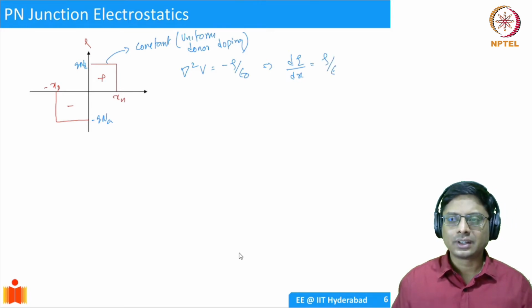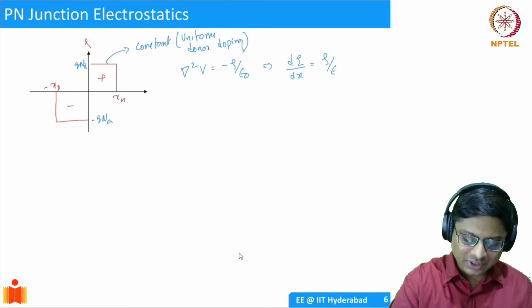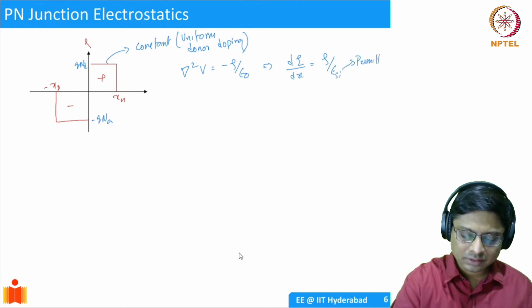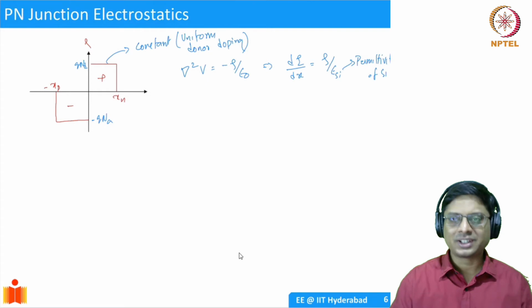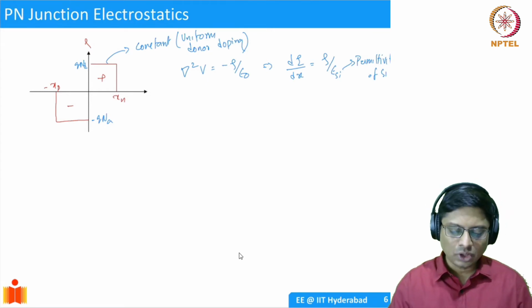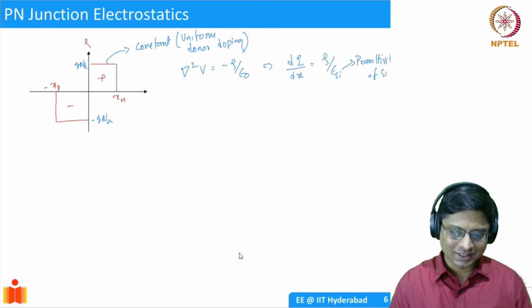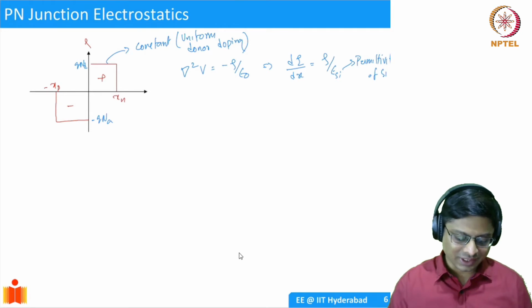This epsilon is the permittivity of the material where we are solving it. In this case, we will solve it in silicon, so this is the permittivity of silicon. If you solve it in gallium arsenide, that's going to change slightly. All right, so we have Gauss law. How do we solve it? To solve this, we can try.